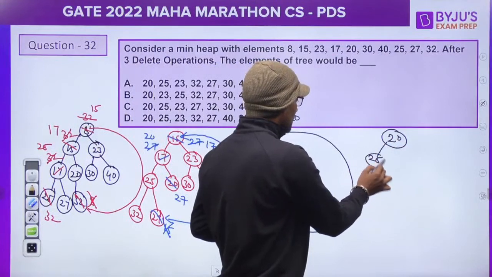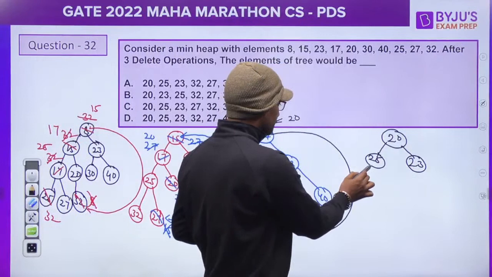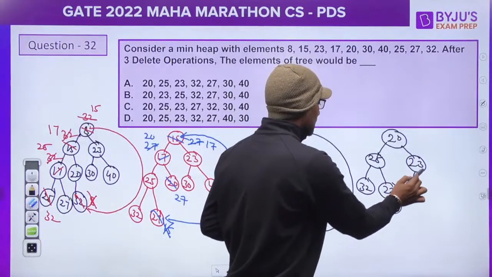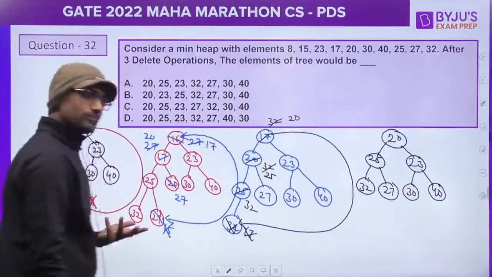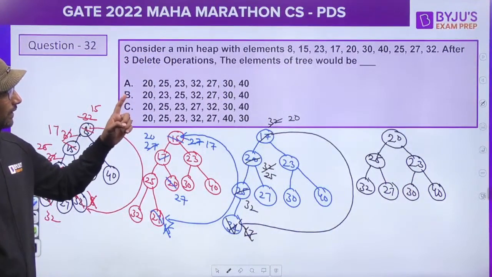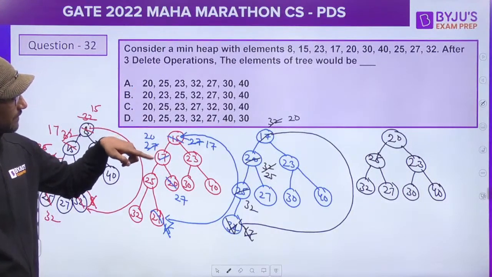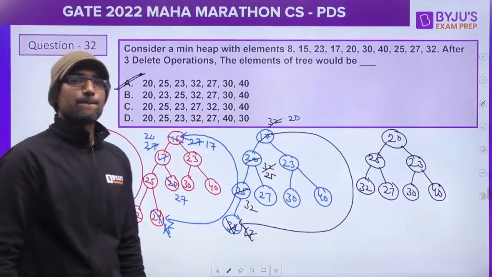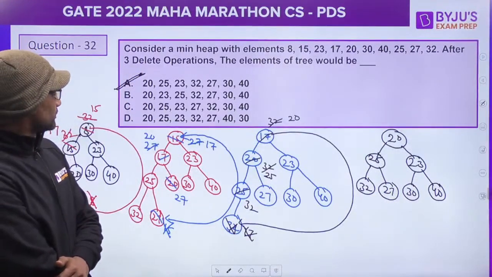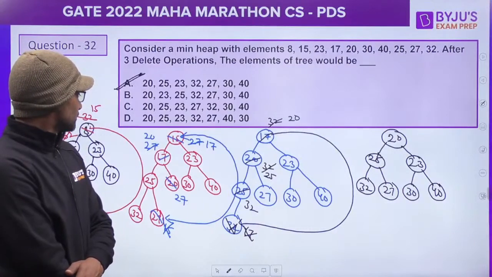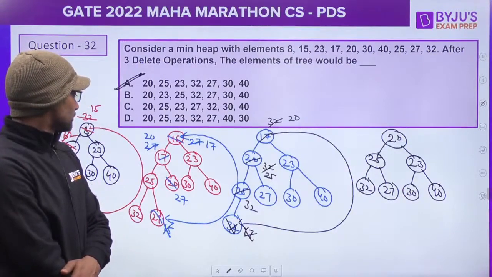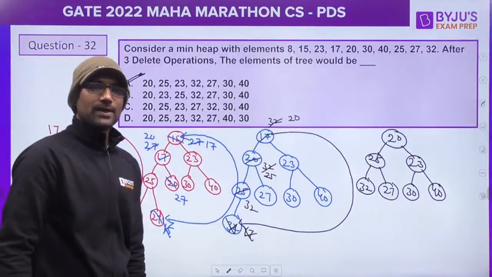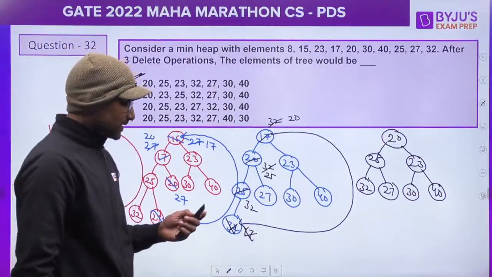20, 25, 23, 32, 27, 30, 40. So 20, 25, 23, 32, 27, 30, 40. Option A. Option A is the correct answer. Right? Next question.